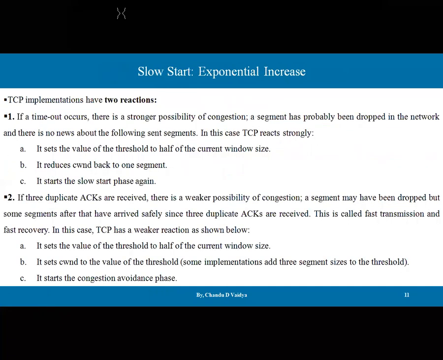Then in this mechanism, the TCP implementation has two reactions in this additive increase, multiplicative decrease. In the very first case, if the timeout occurs, there is a stronger possibility of congestion. The segment has probably been dropped in the network, and there is no news about the following sent segment. In this case, TCP reacts in three ways.